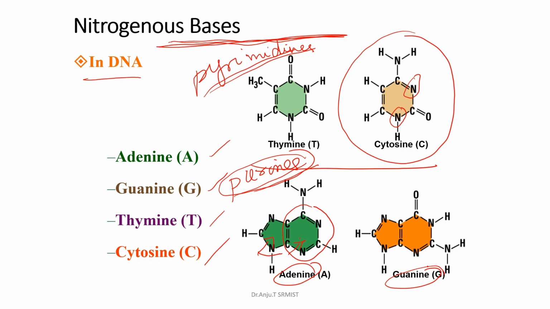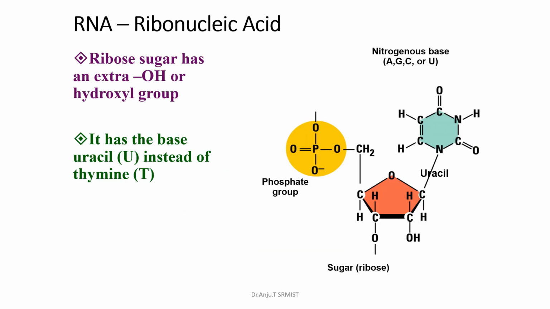In DNA, these are the nitrogenous bases found: adenine, guanine, thymine and cytosine. Whereas in the case of the other nucleic acid, RNA, it has adenine, guanine, cytosine, but instead of thymine there is another nitrogenous base, which is uracil.